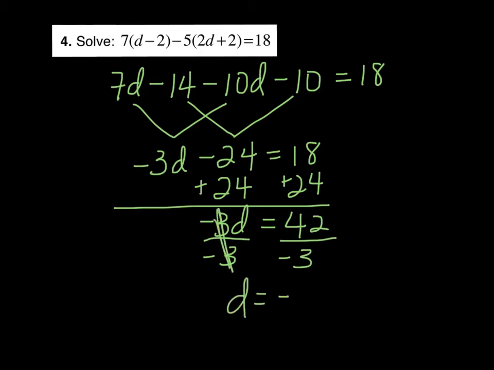Negative answers. It's a positive divided by negative. 3 goes into 4 once with 1 left over. 3 goes into 12 4 times. Our solution is negative 14.